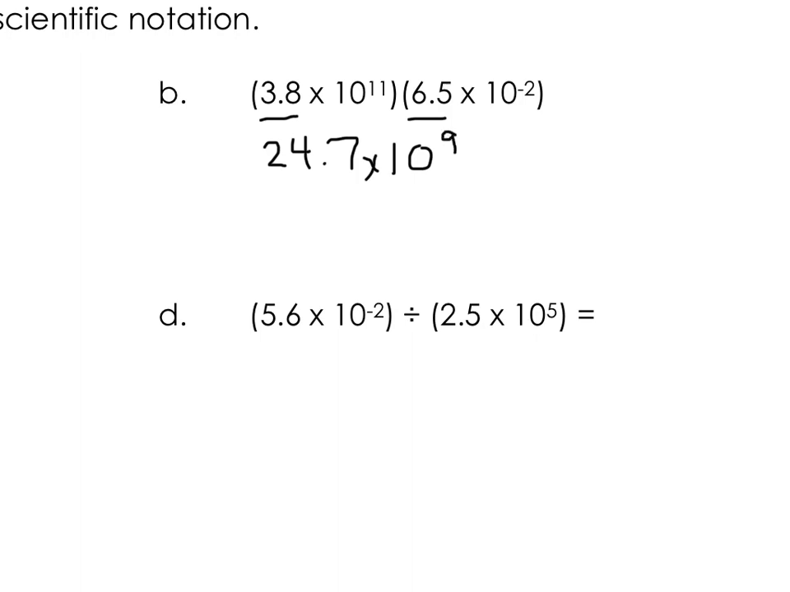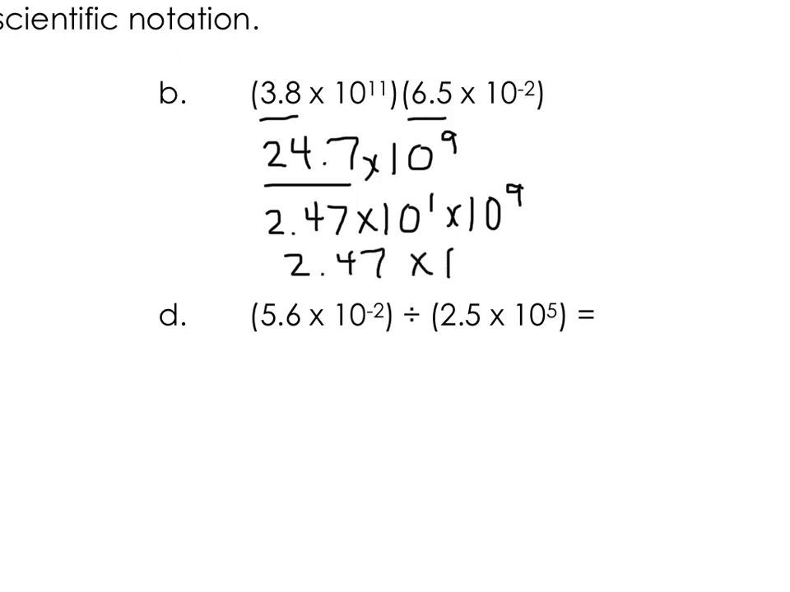Is this our final answer? Is it in scientific notation? 24.7 is not a number between 1 and 10. It's a large number, so we're going to change it to 2.47 times 10. We moved the decimal one place, and we still have times 10 to the 9th. So our final answer will be 2.47 times 10 to the 10th power.